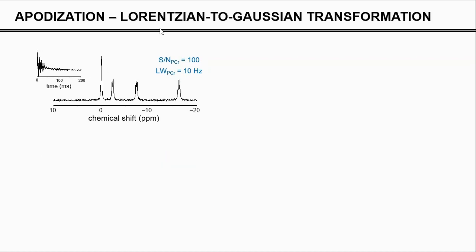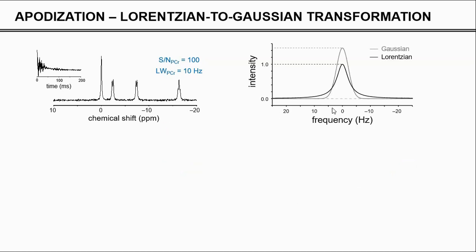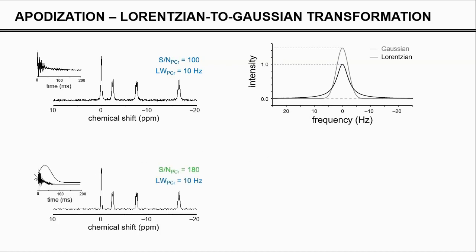Now, you also have something that's called the Lorentzian to Gaussian transformation, and the goal of that is to improve one of the two without affecting the other too much. This is all based on the fact that a Gaussian line, if they have identical areas and identical line widths, a Gaussian peak is higher and has a narrower base. Now this fact you can use to come up with a weighting function that in this case keeps the resolution the same but improves the signal to noise.